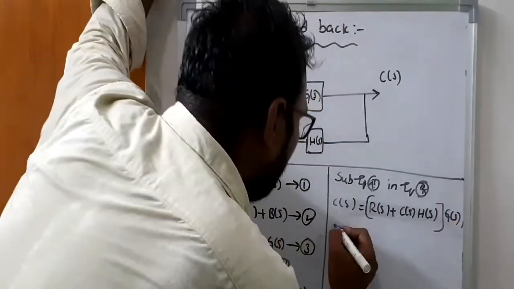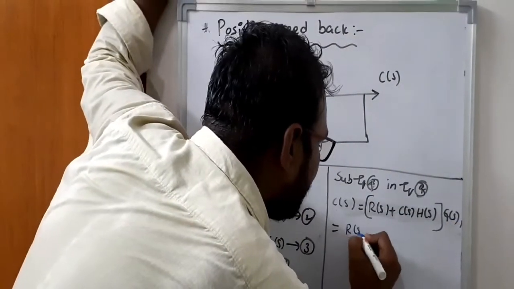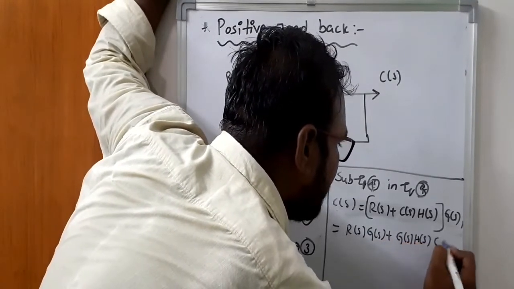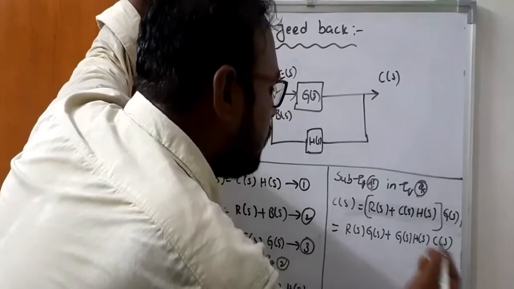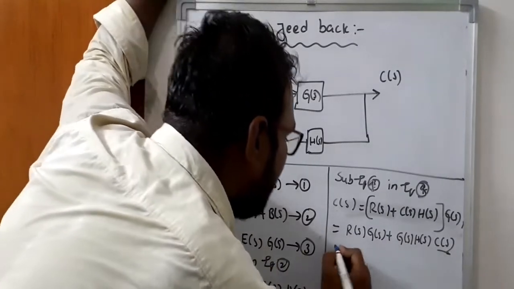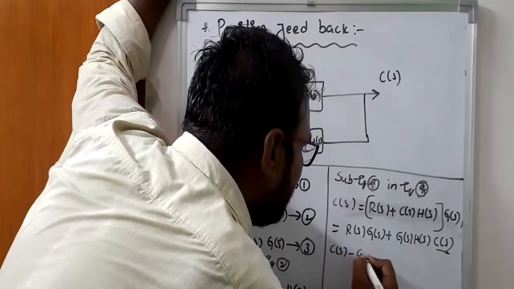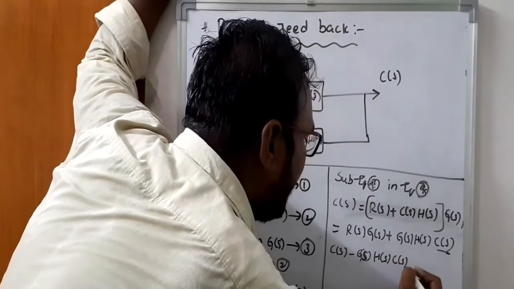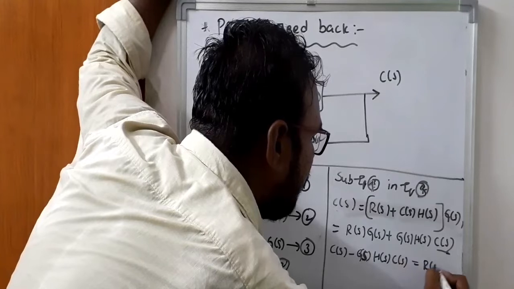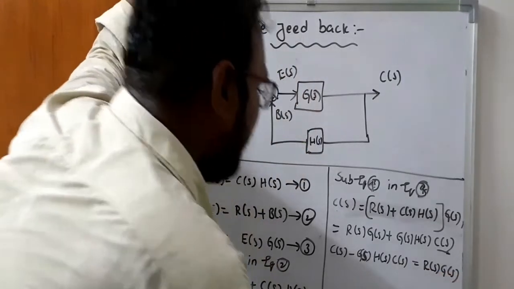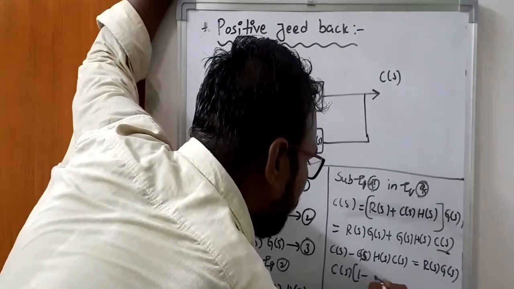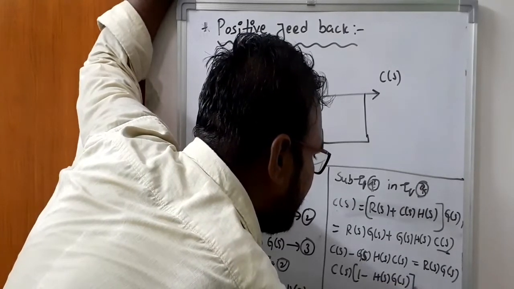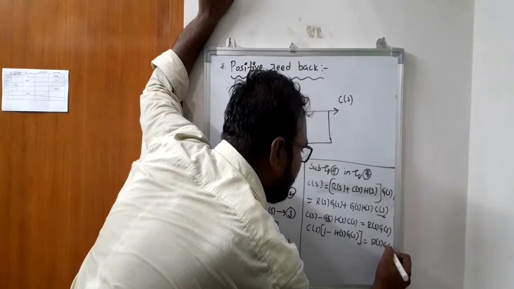Now solve this one. What we have got? R of S into G of S plus G of S, H of S, C of S. Now send the C of S term to this side. So C of S minus G of S, H of S, C of S is equal to R of S, G of S. By taking C of S common, what we got? 1 minus H of S, G of S, that is equal to R of S, G of S.